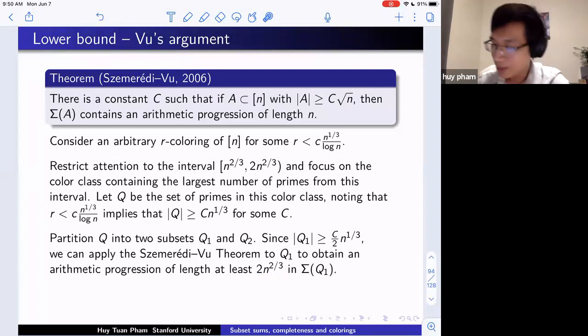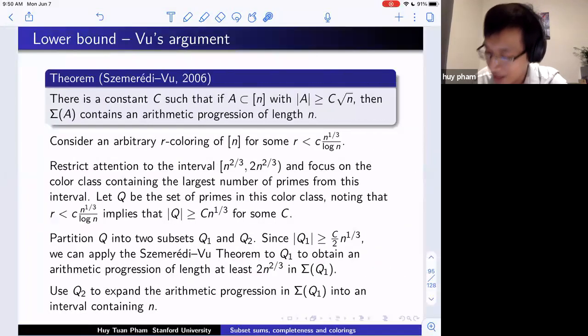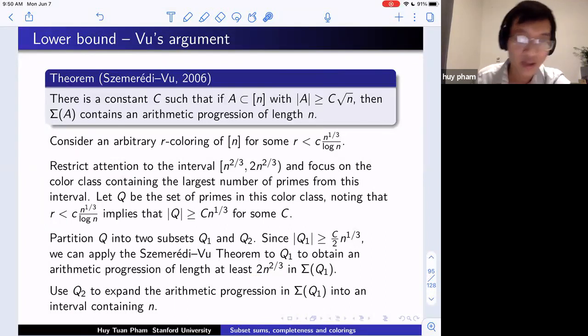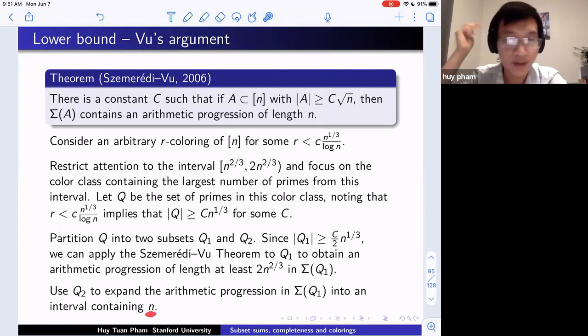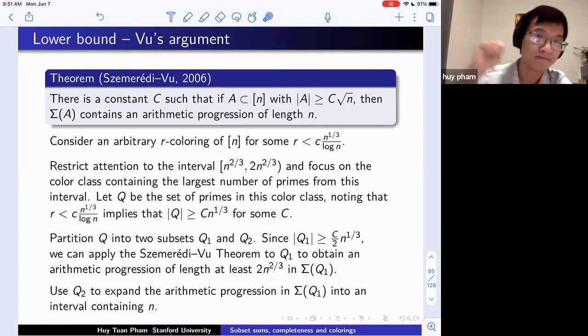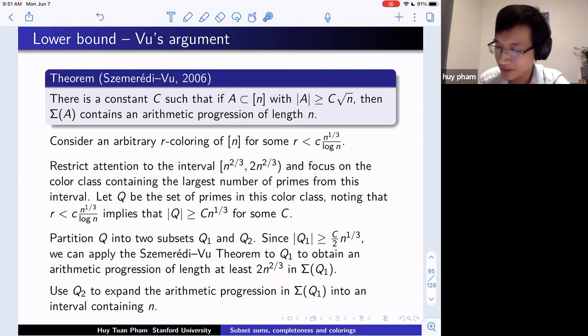And then, by using Graham's lemma, we can extend this initial interval of length roughly n to the 2/3 to one that is of much longer length. We can check that after we extend this interval, the longer interval will be forced to contain n. So n can always be represented as a monochromatic sum, in fact a monochromatic sum using only the monochromatic primes in the dyadic interval from n to the 2/3 to 2 times n to the 2/3.